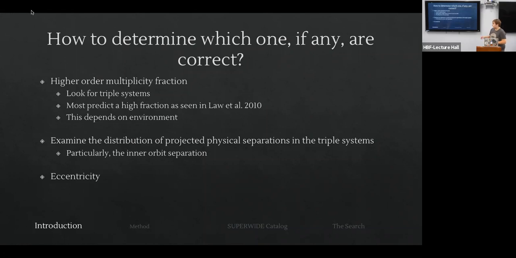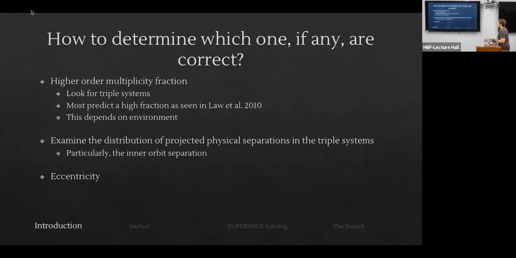So looking at the higher order multiplicity fraction of these wide binaries, seeing if they're triples, quadruples, or more, is some way that we could at least kind of understand. I don't think it's going to be the deciding factor. It's not going to be like, if we know the higher order fraction, it's this case, but it will help us.